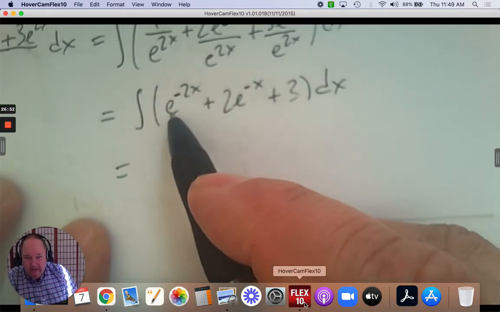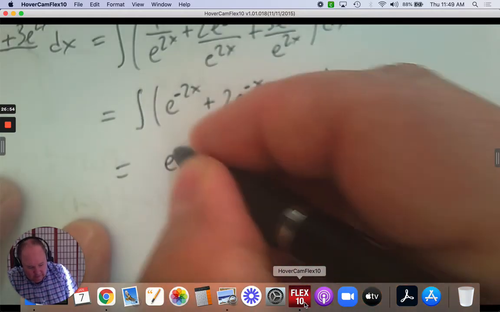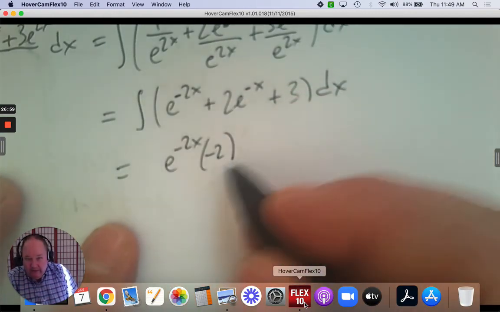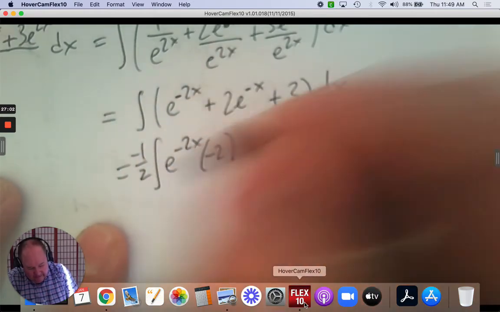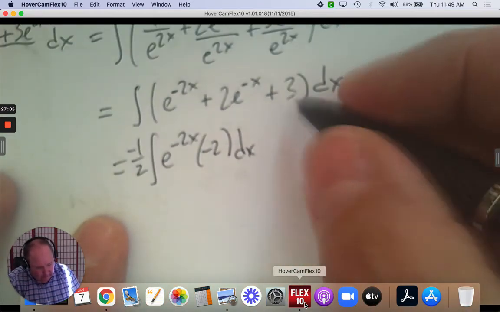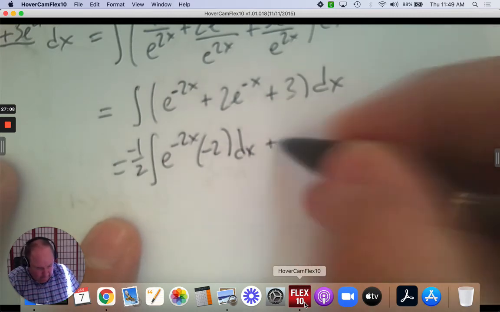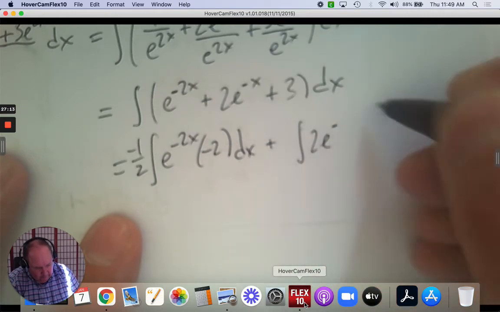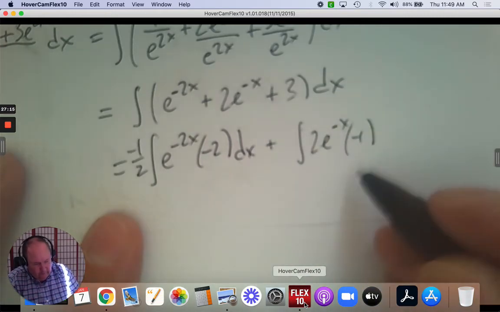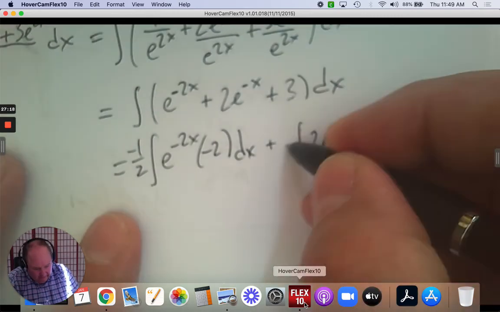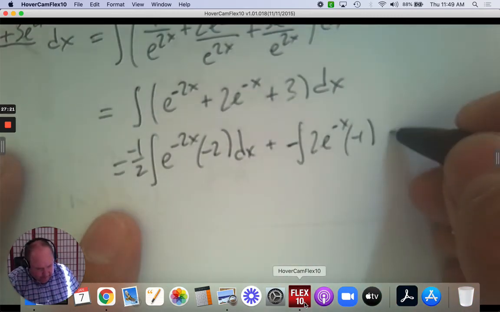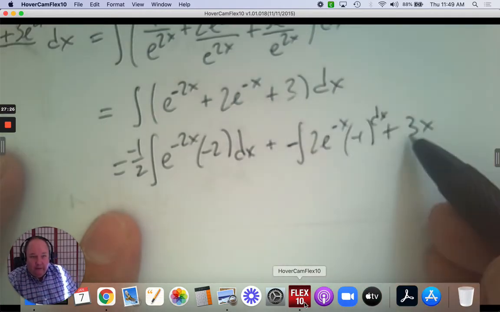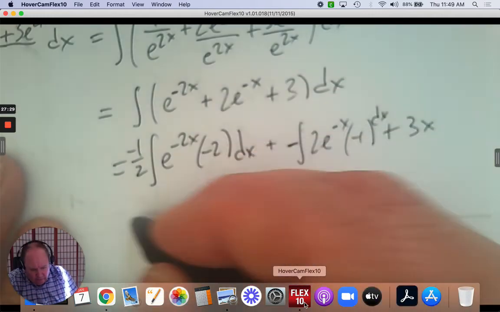So to integrate e to the negative 2x, the derivative would be negative 2, so it needs a negative 1/2 to undo it. The second one has a negative 1 for a hook, so you need a negative in front to undo it. And then the last one's just 3x. The antiderivative of 3 is 3x. Then go back and circle the hooks and unhook.